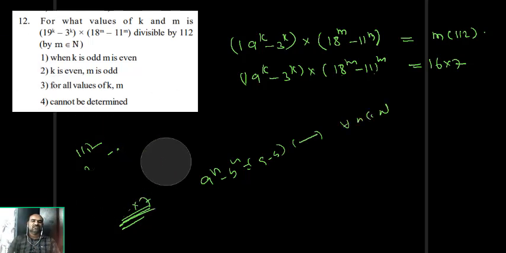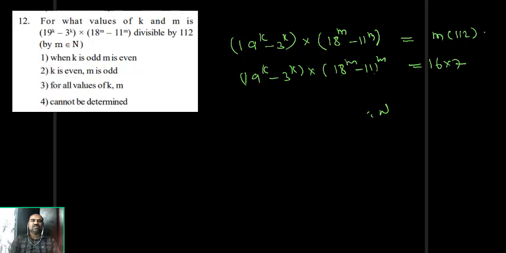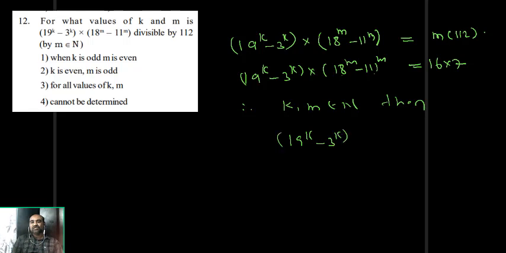What that means is that for all natural numbers k and m, it happens. That I will write: therefore, if k, m belong to N, then (19^k − 3^k)(18^m − 11^m) is a multiple of 112. Obviously, if k is any natural number, this is divisible by 19 minus 3, that is 16. If m is any natural number, it is divisible by 18 minus 11, that is 7. So k and m are any two natural numbers.